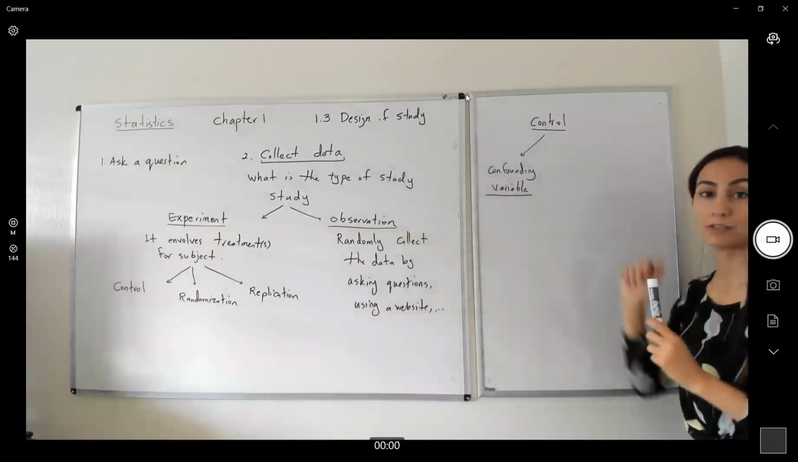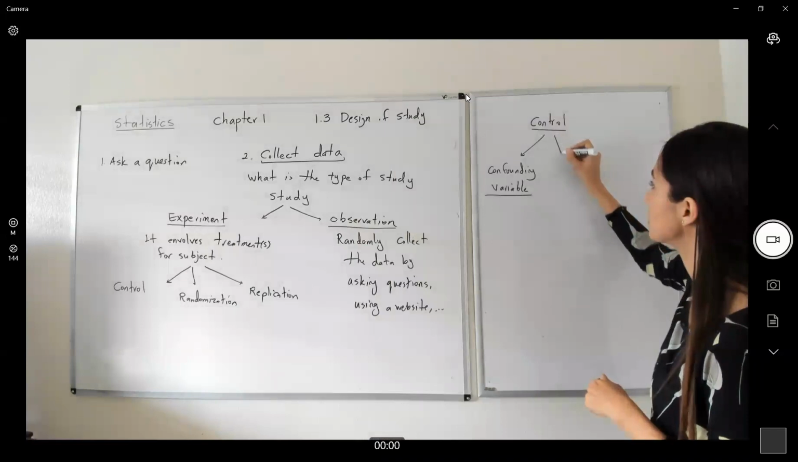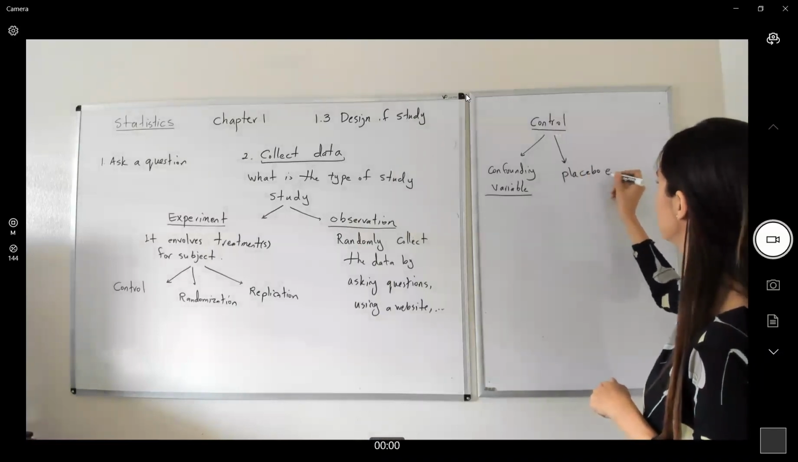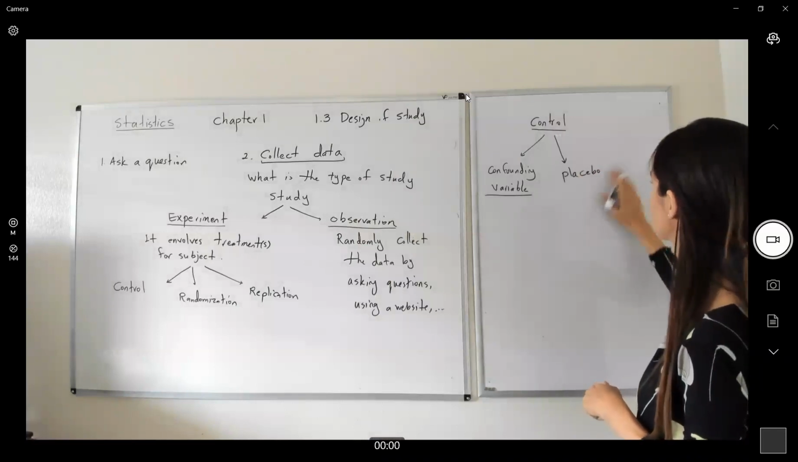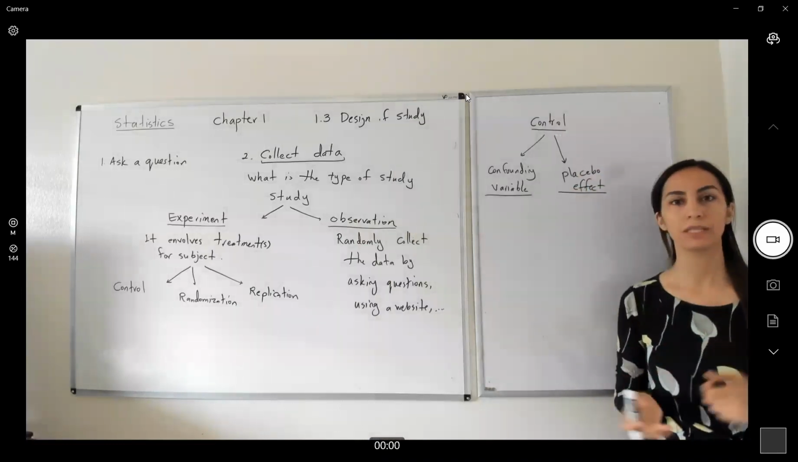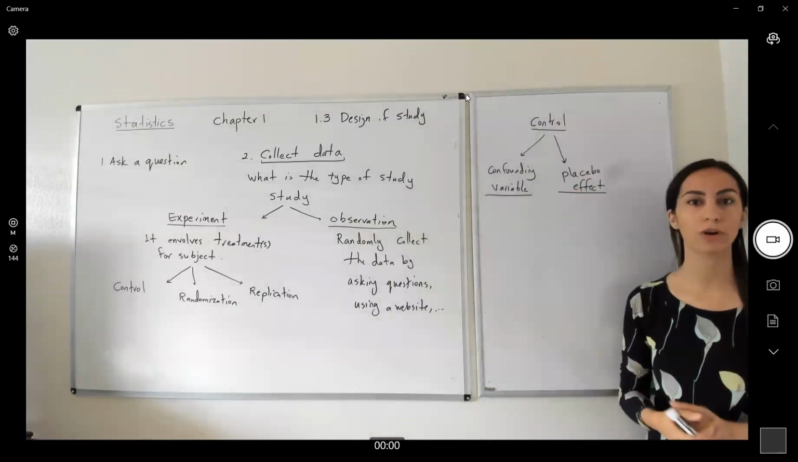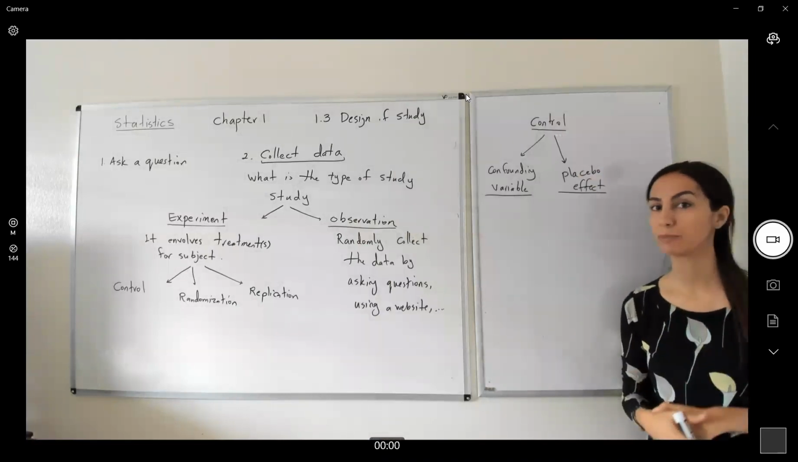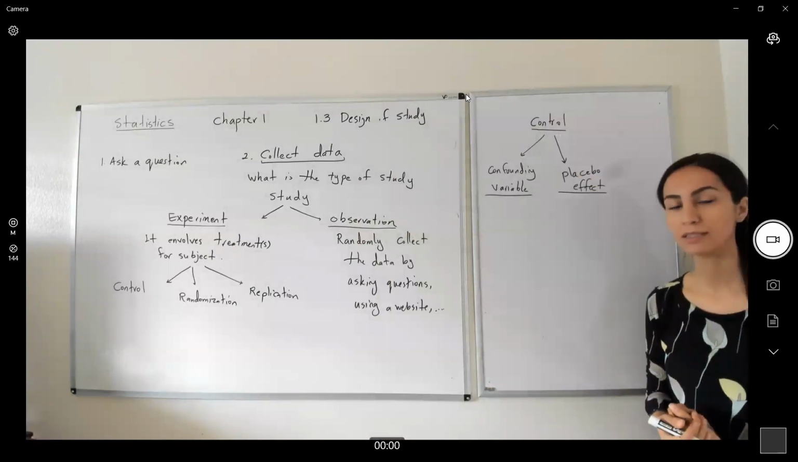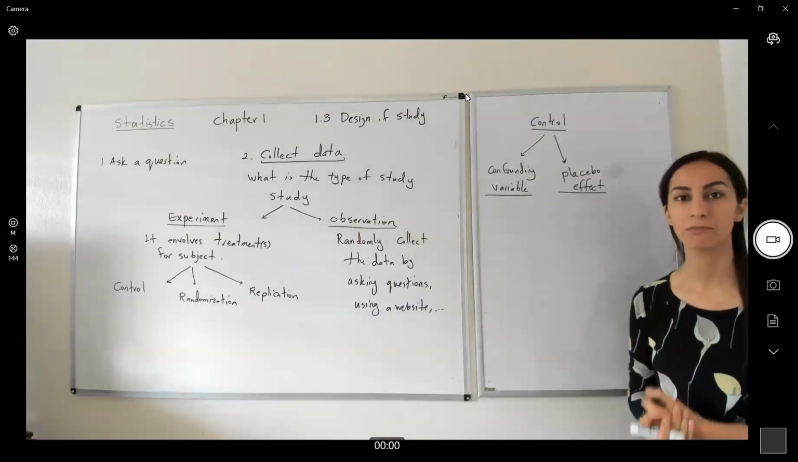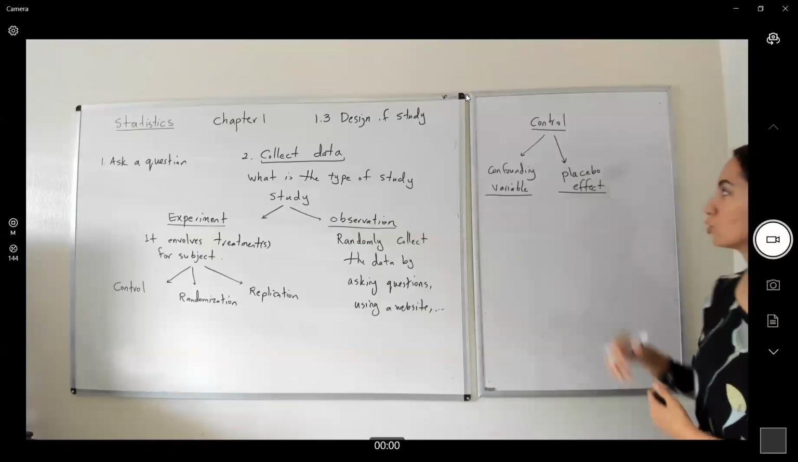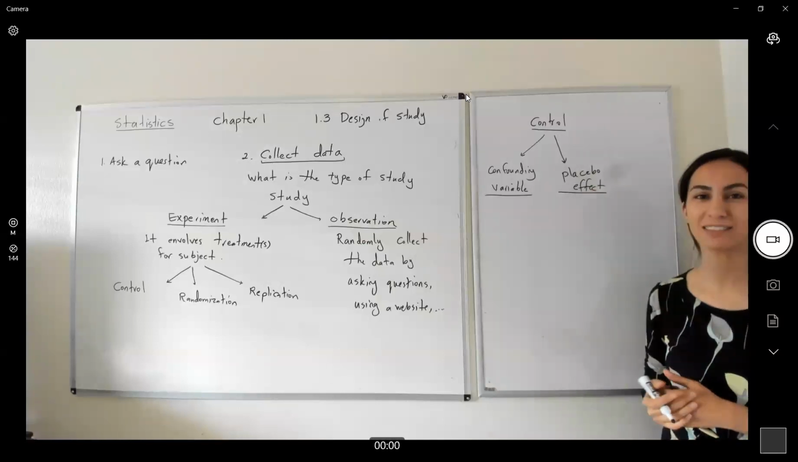The second element that you have to control is placebo effect. What's the meaning of that? It means that one subject in your experiment, remember the vitamin D3 experiment, has a fake treatment but reacts favorably to the experiment. So you have to control placebo effect as well.